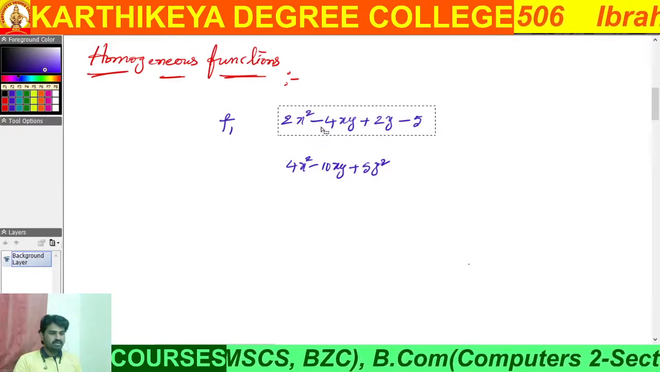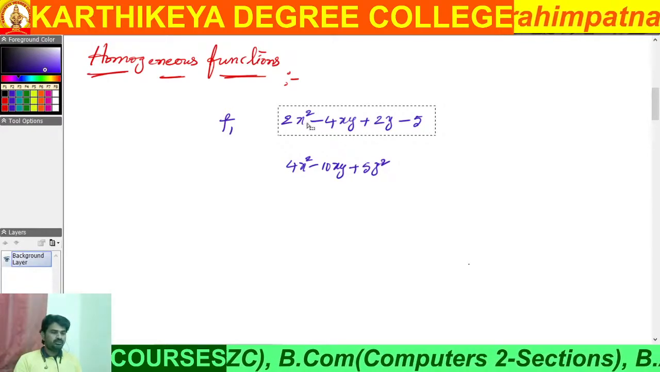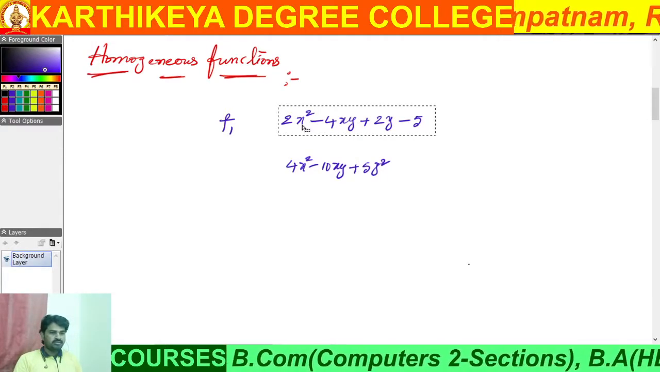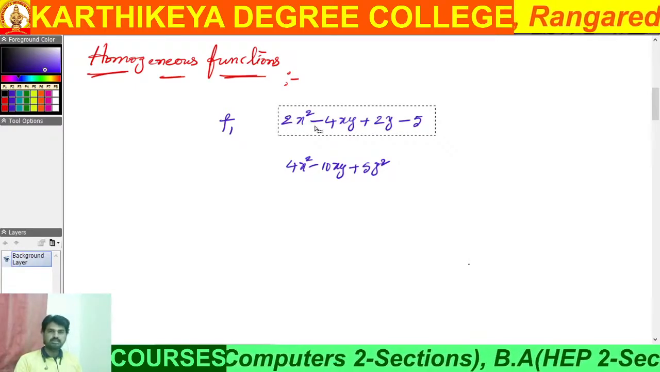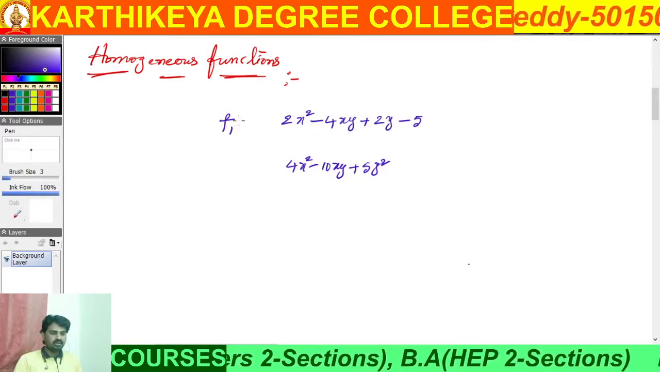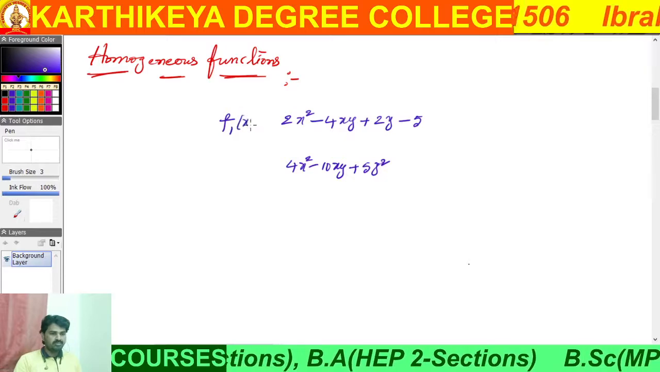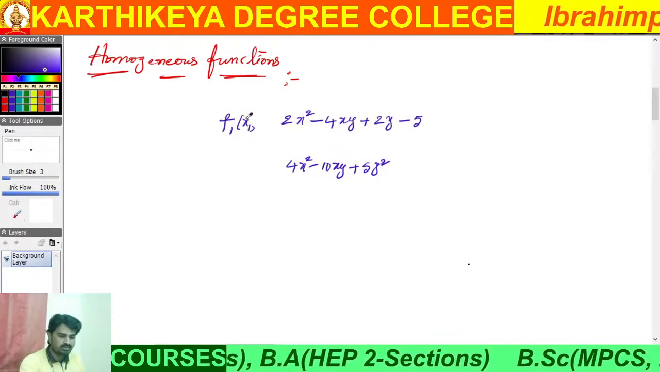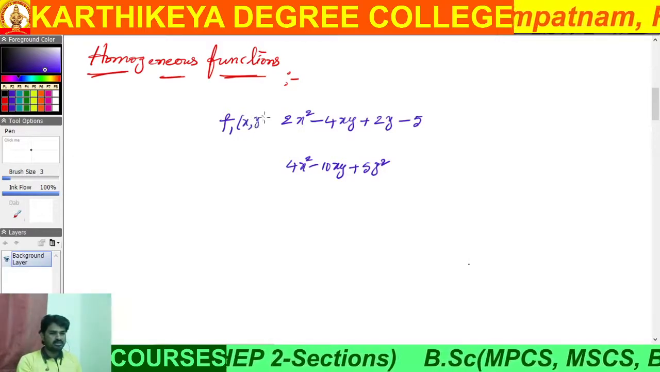In this equation, if you observe, how many variables are there here? Two variables are there. Variables means here x and y are the variables. I have given a name f1 to this one. So this is a function in x comma y. The meaning of this one is the function of x comma y.